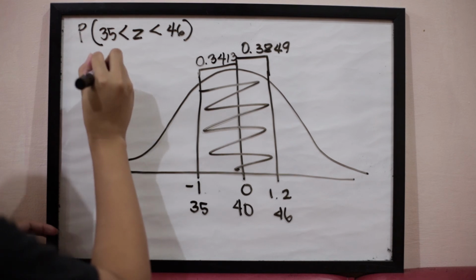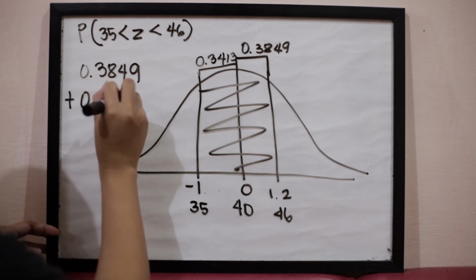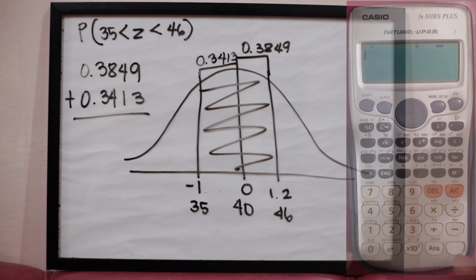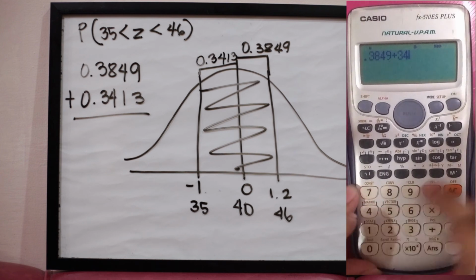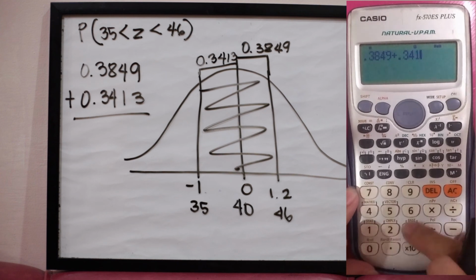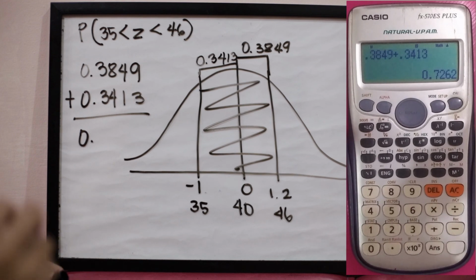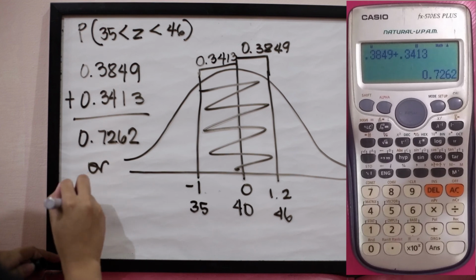So, 0.3849 plus 0.3413. That is our final answer, and that is the total shaded region. So, 0.3849 plus 0.3413. The answer is 0.7262, or in percentage, this is 72.62%.